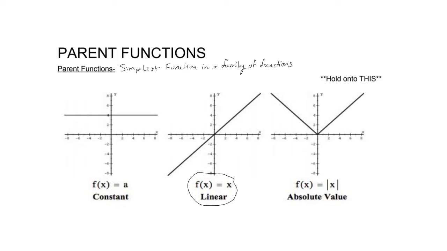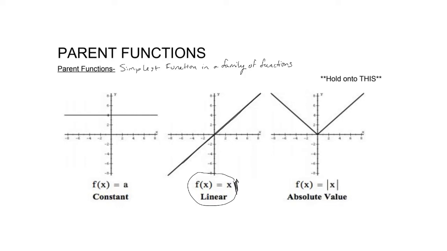So this is what f of x equals x looks like, and that's our simplest function. If we had 2x plus 6, our slope would be 2 over 1 and we'd have a y-intercept of 6, and that would be part of the family of functions. So these are all the simplest forms.